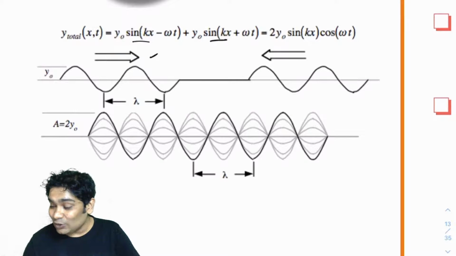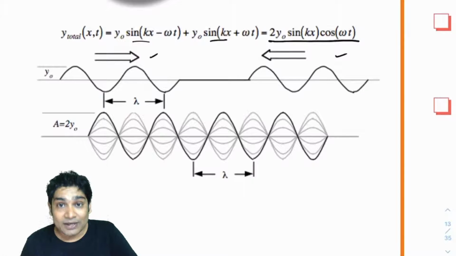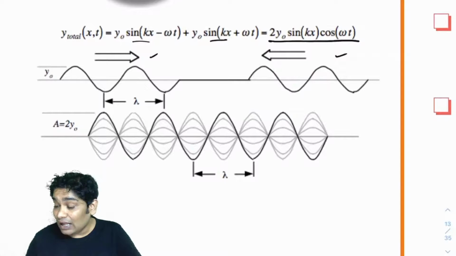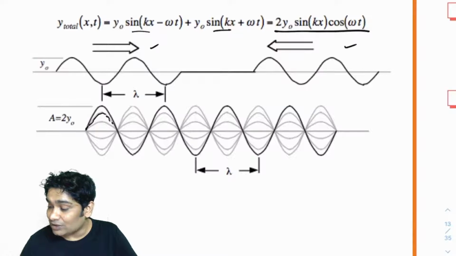When these two superimpose, this is the resultant equation that you get, and this is what you see your string doing. Your string would be going like this. Then after some time, the string would appear like this. Let's draw this with some other color. After some time, your string appears like this.